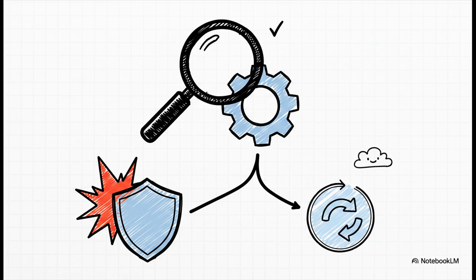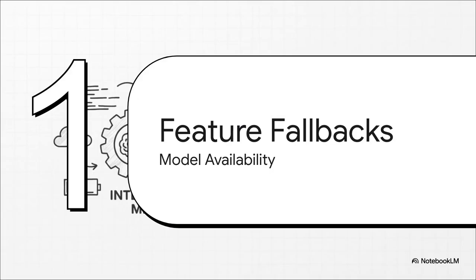Whatever you do, absolutely never let the user see a raw binding failure crash on their screen. Moving right along to Section 3, Feature Availability and Fallbacks.